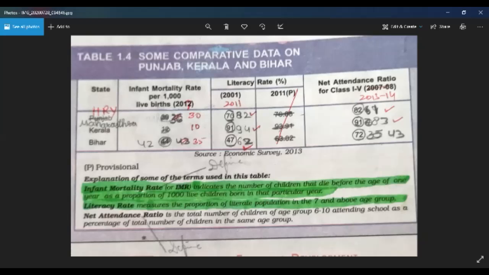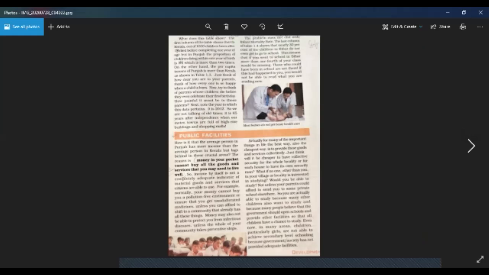Then in, I beg your pardon, 83% in Kerala, 61% in Haryana, 43% in Bihar. Right. So Bihar is the poorest among all. Then the next question comes here. We will read: what does this table show?